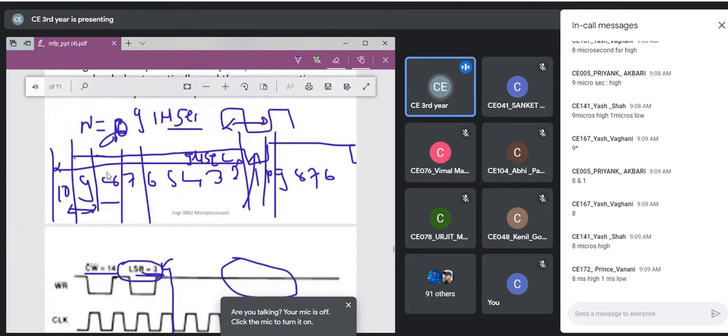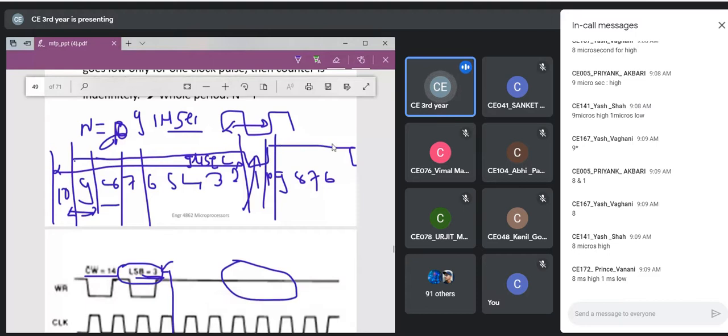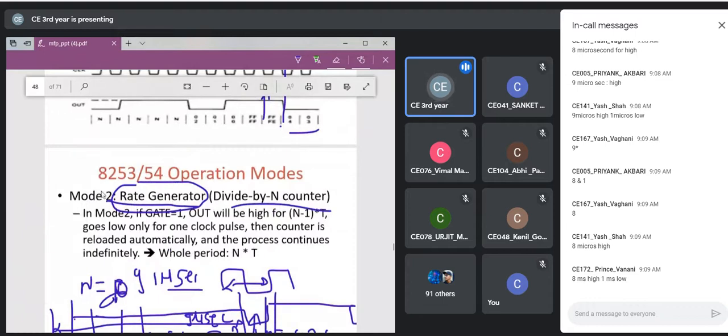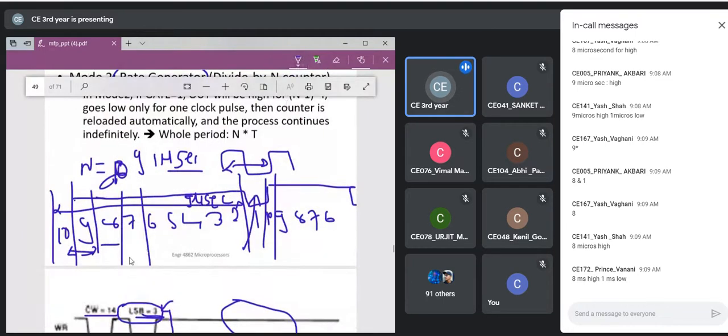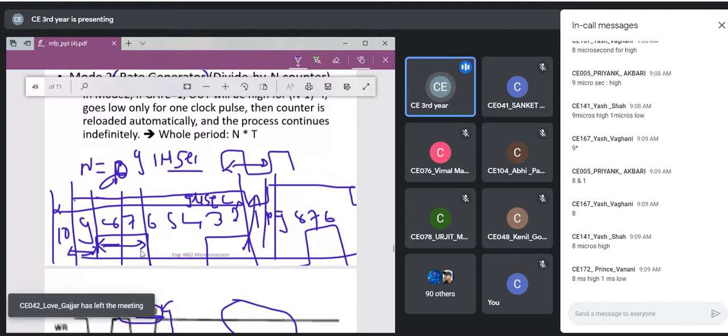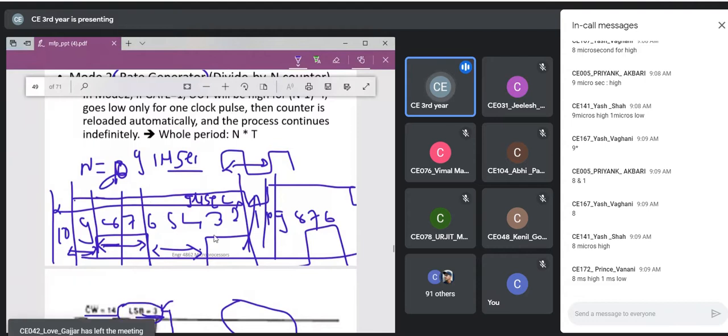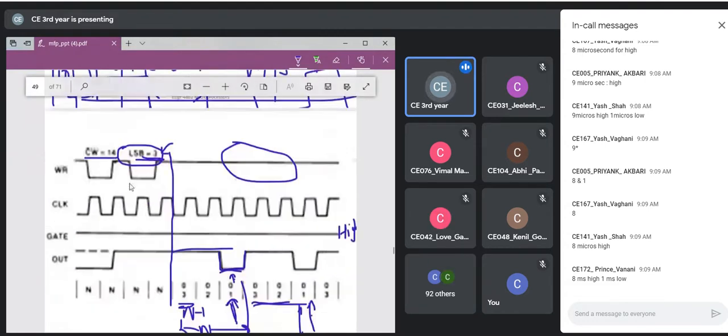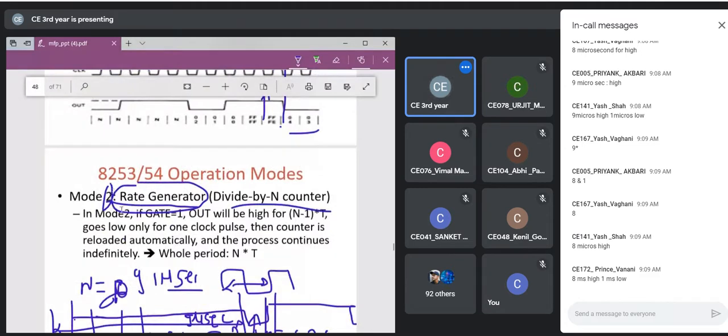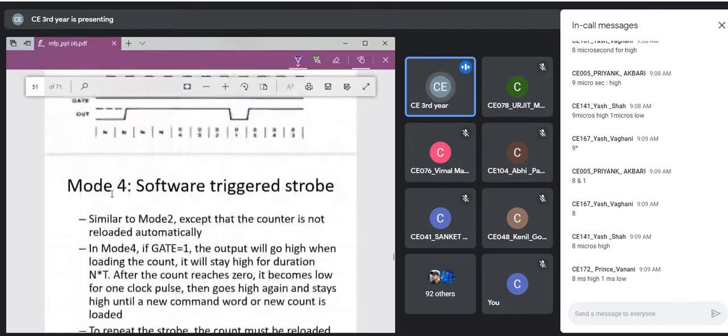Can you see the pulse? It is not a square wave. It is not a symmetric one, right? If I am writing 100 here, for 99 times it will remain high, and for 1, it is going to be low, right? While mode 3 is for the square wave generator. How is it different from this? It will generate a square wave like this, where most of the time the high time and low time will be almost equal, right? This is how mode 2 and 3 are different. So of course I will come to mode 3, but first I need to complete mode 4, then I will come to mode 3.